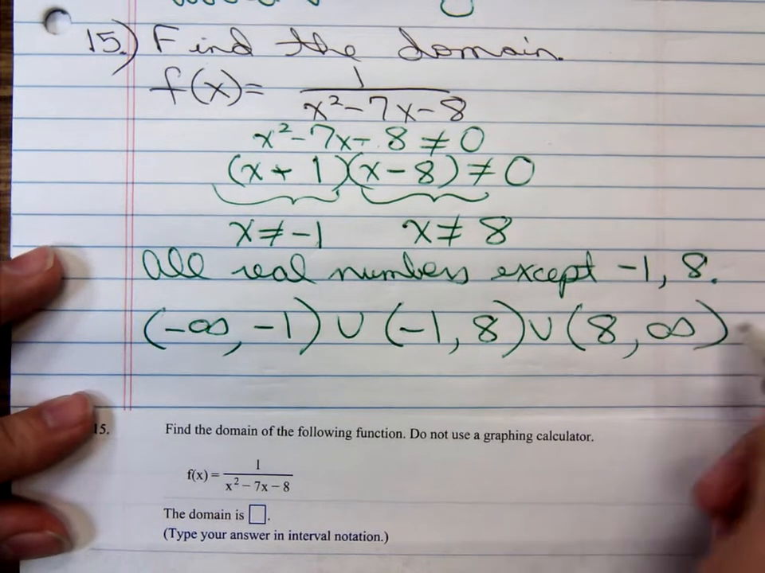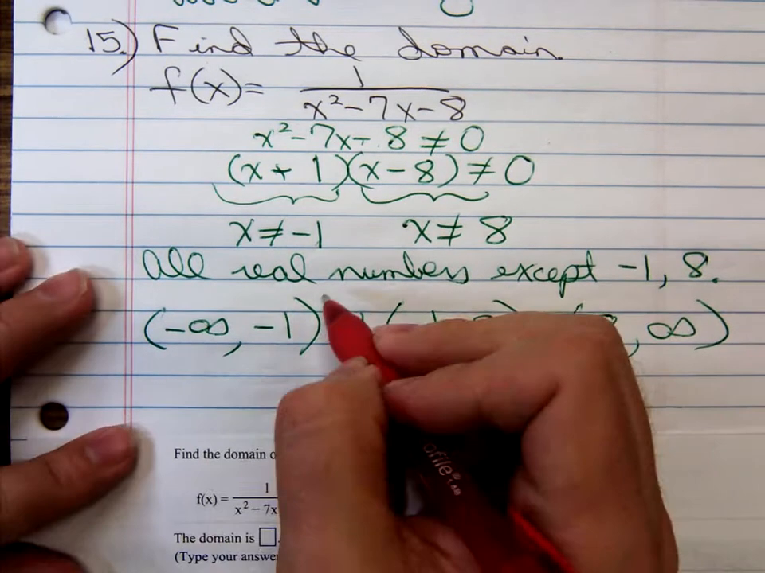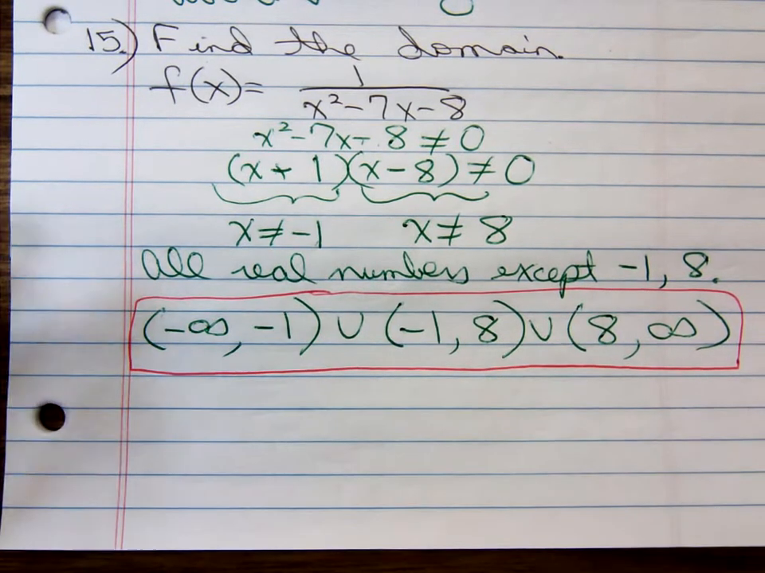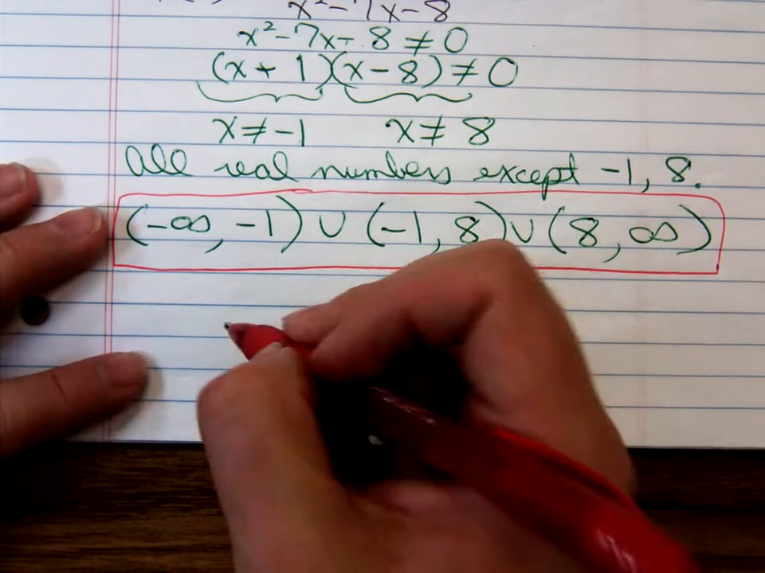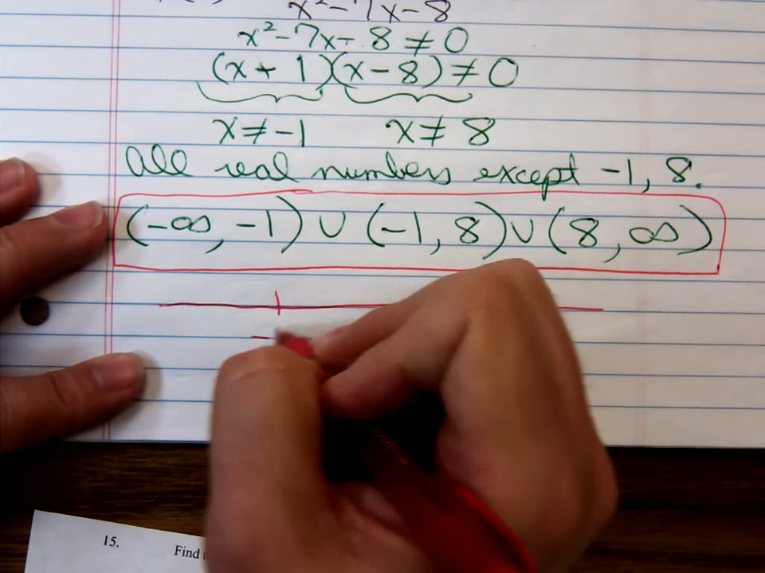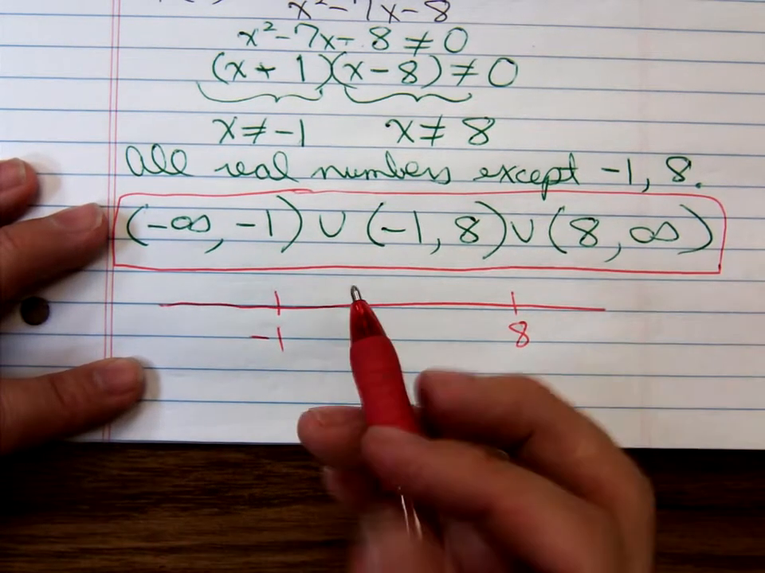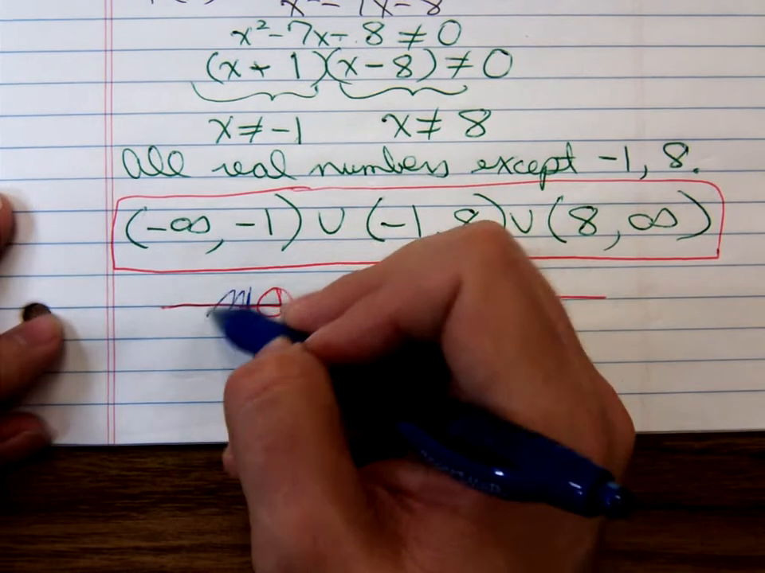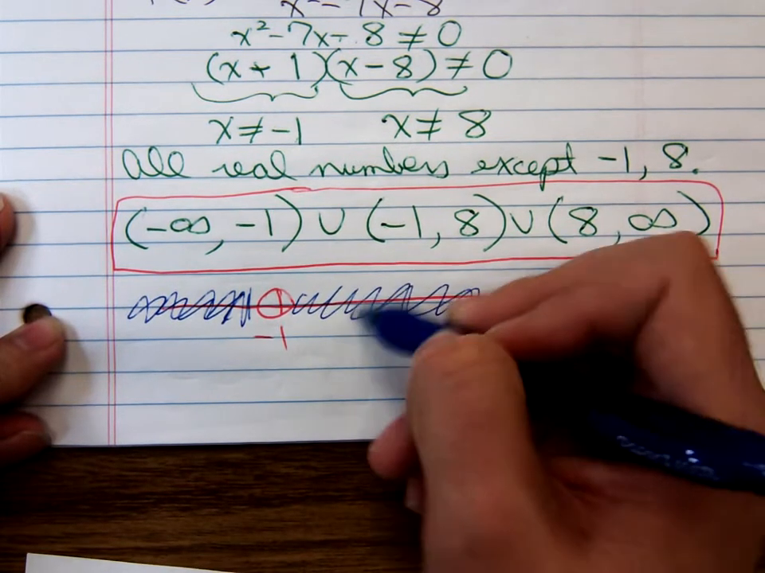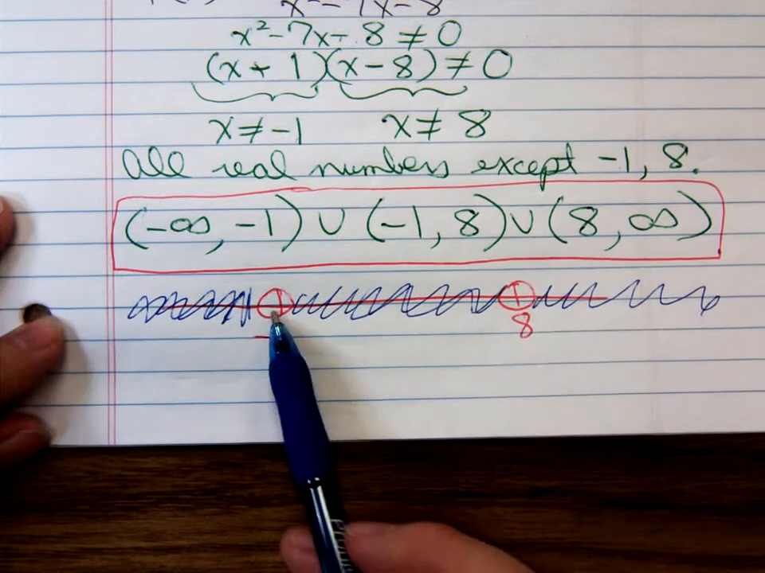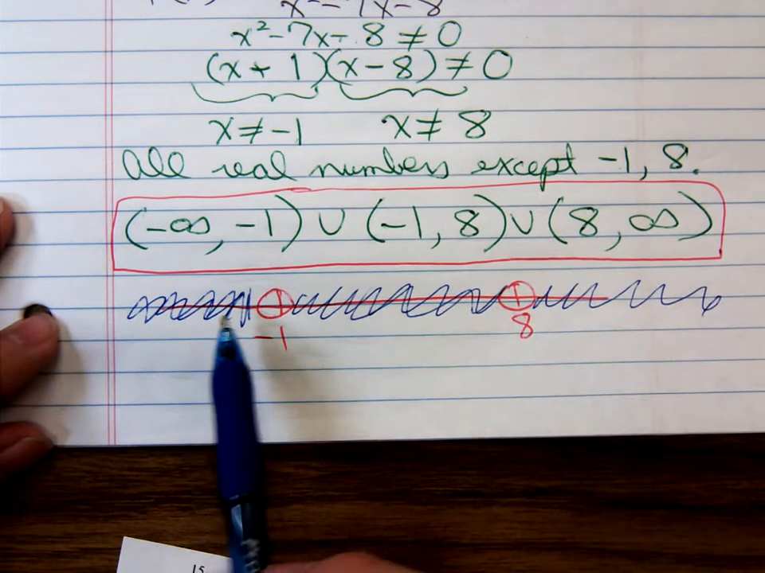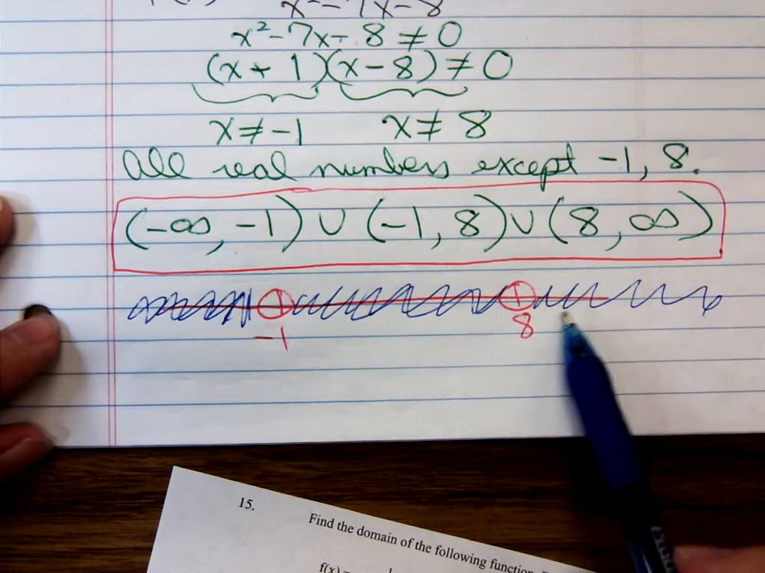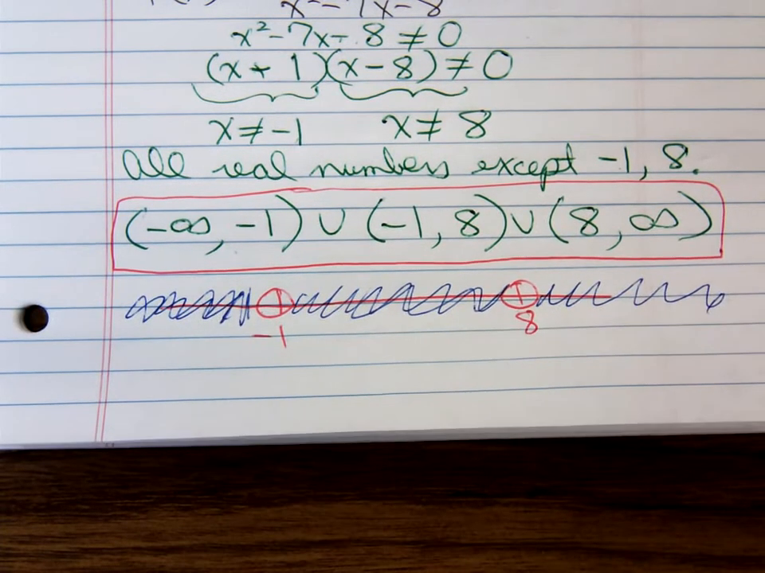I was going to suggest, if you were having trouble getting it written in interval notation, think about what it would look like on a number line. Here's a number line. You have negative 1 and you have positive 8. You can't use those numbers, so they're not shaded. But everything else is shaded. So from negative infinity to negative 1, that's the first interval. From negative 1 to 8, that's the second. And from 8 to infinity, that's the third interval. Any questions there?